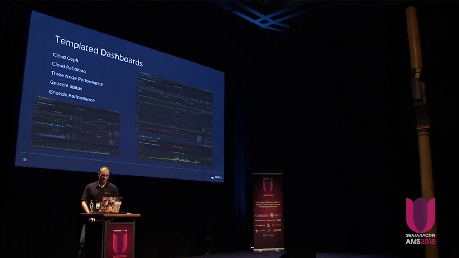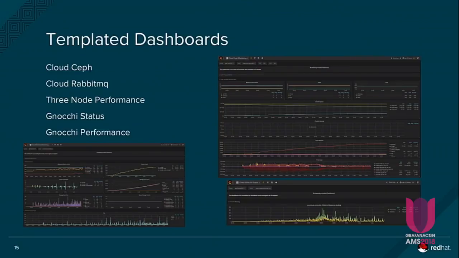Some of the templated dashboards, we have a Cloud Ceph one, we have a RabbitMQ one, that's the message bus. I have this 3-node performance one. I have one for Gnocchi. Gnocchi is one of the sub-projects of Telemetry, and it's one of my larger focuses.